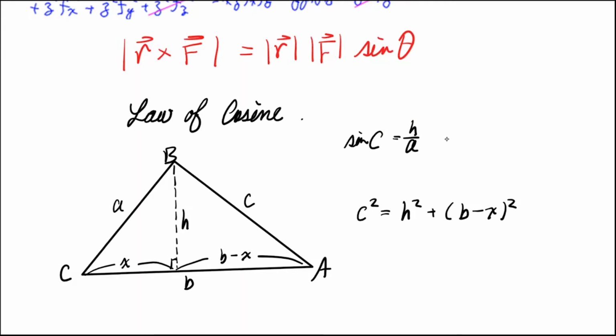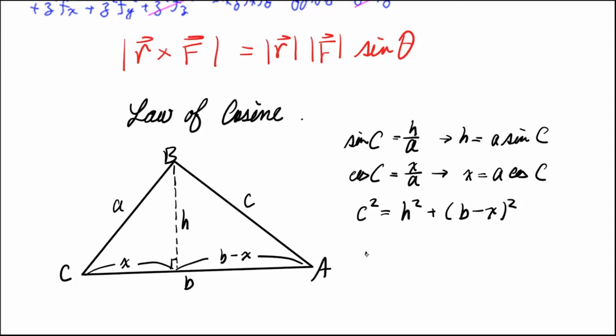That tells you H is equal to A sine C. Likewise, cosine C here is X over A, right? And that should tell you X is equal to A cosine C. And substitute it out and let's see what happens, okay?